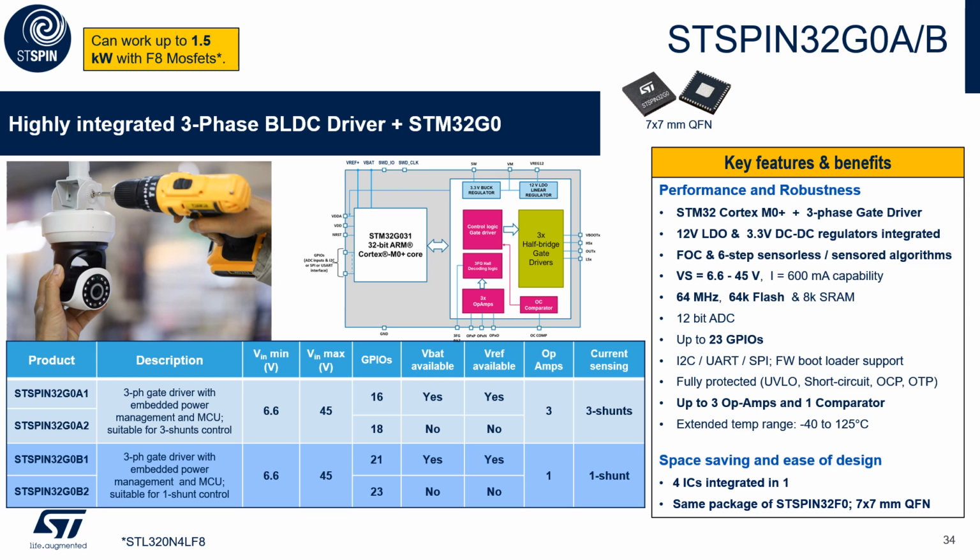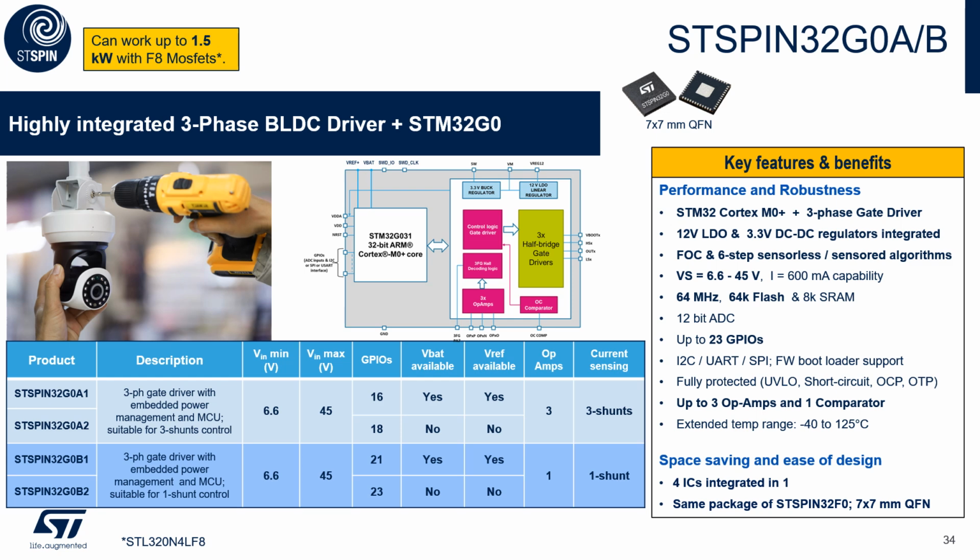The STSPIN32G0 series is quite equal to the F0 series. It has the same gate driver, same power management, same package size, features and protections, and same communication options. So the difference here is mainly on the microcontroller side. We also have 4 part numbers instead of the 3 we have with the F0 family.